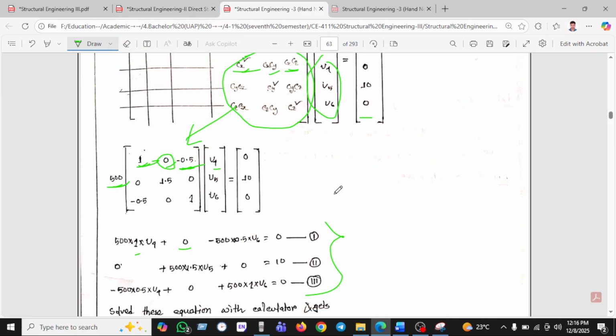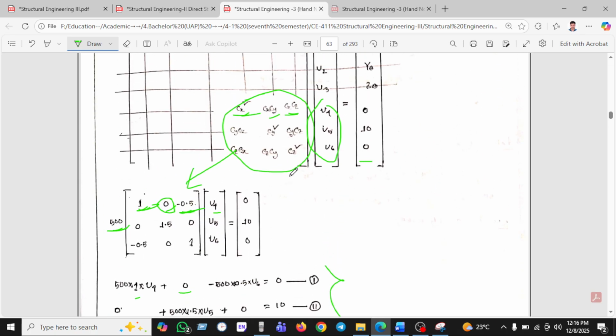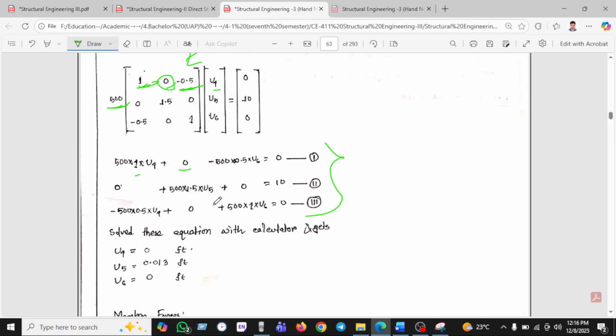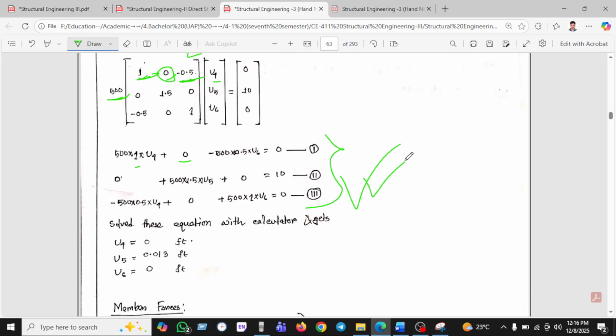Okay, so let's see here. We can see the 500 is here, and for the last one, 500 minus 5 is given as minus 50 in 0, and it will be multiplied by minus 500 in 1. Okay, so sequentially we can find these 3 equations.